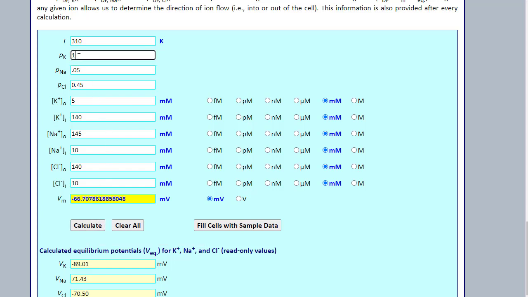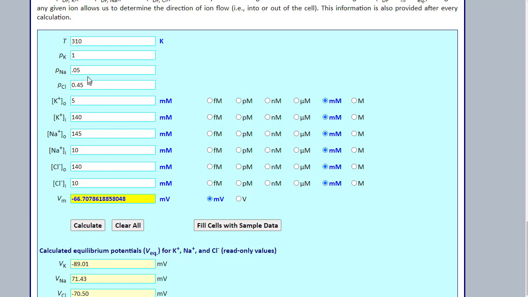Now, what will happen if I make it very permeable, 10 times more, to potassium? It starts to become more negative. As you make the membrane more permeable to a certain ion, while not changing the permeability of the membrane to other ions, the potential on the membrane starts to move away from resting potential toward the equilibrium potential of that ion, right? So if I go back to 1, which is the normal permeability, I go back to minus 66.